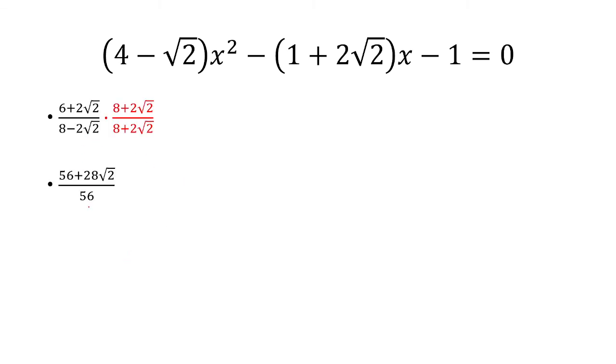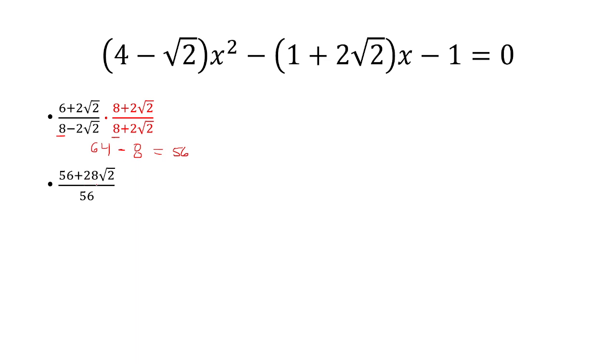The bottom becomes 56. So there's actually a quick way to multiply these. All you have to do is 8 times 8 is 64. 2 root 2 times 2 root 2 is 8. And then you just keep the minus. 64 minus 8 is 56. At the top, you FOIL it out and get 56 plus 28 root 2.